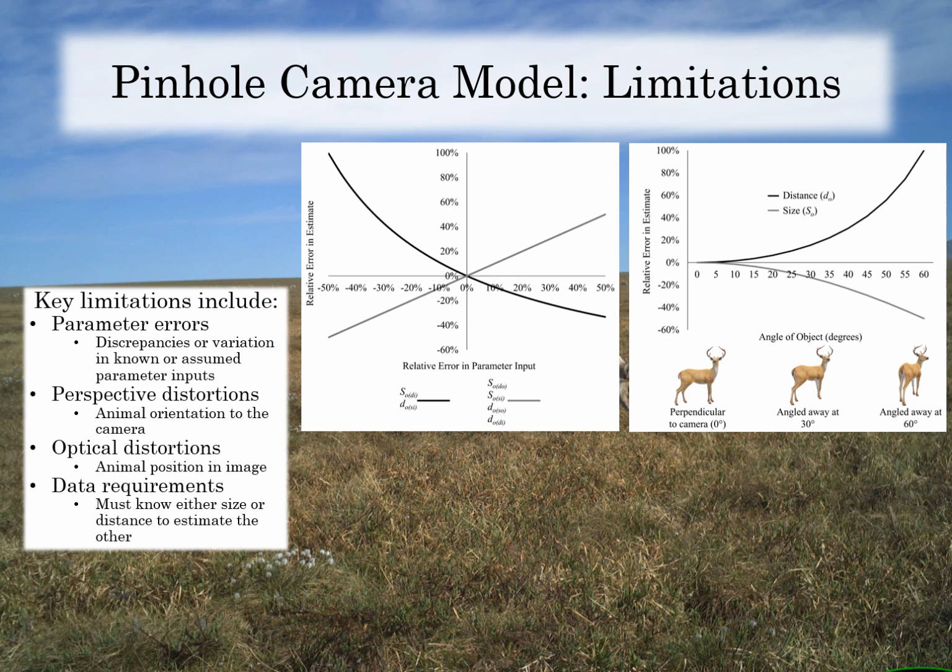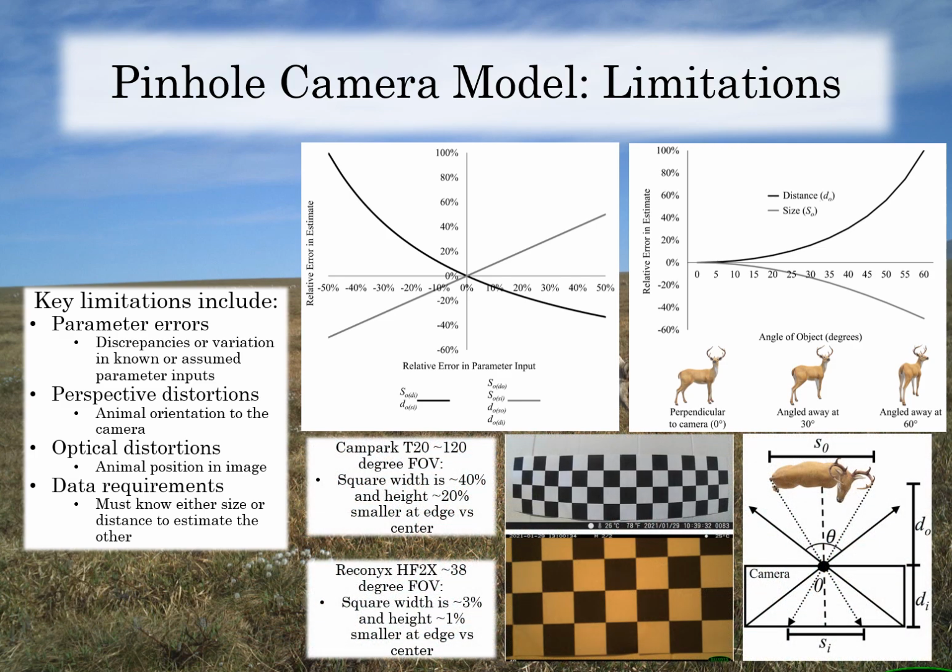And if these are left unaccounted for, these can really influence the outcomes. But as we showed in our simulation, if you do account for these carefully, the method can still provide extremely accurate and precise estimates. And the next two are optical distortions, which are an artifact of curved lenses using camera traps and is not accounted for in the simplified pinhole camera model.